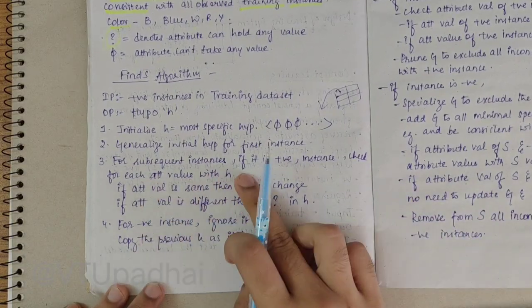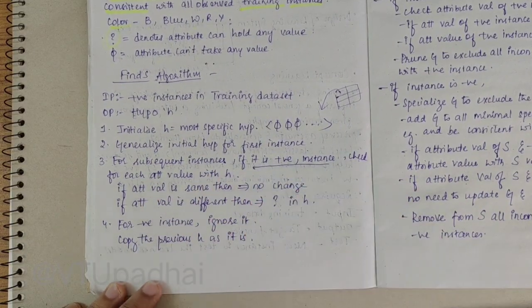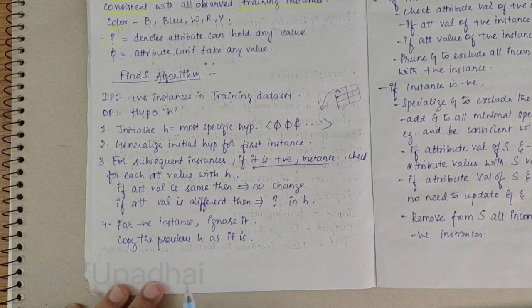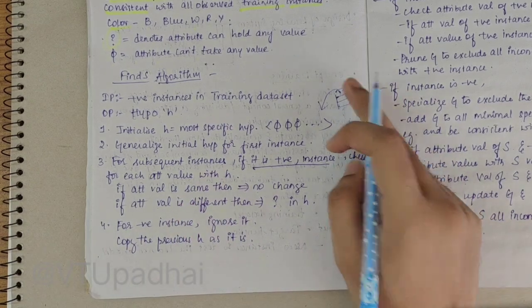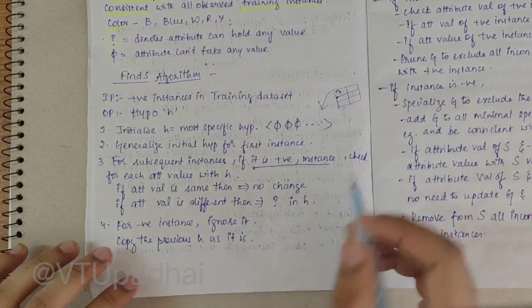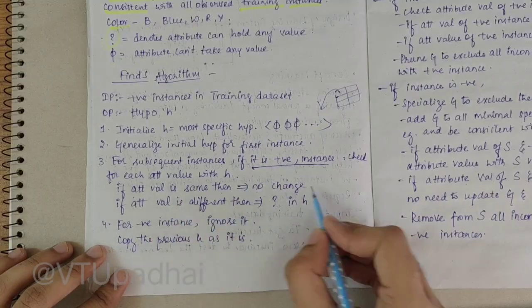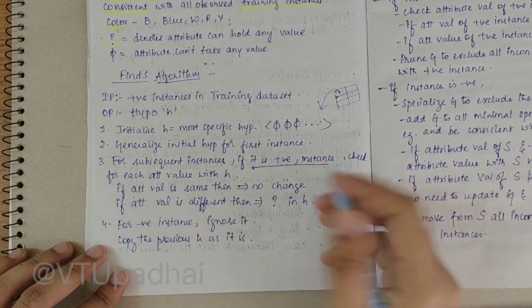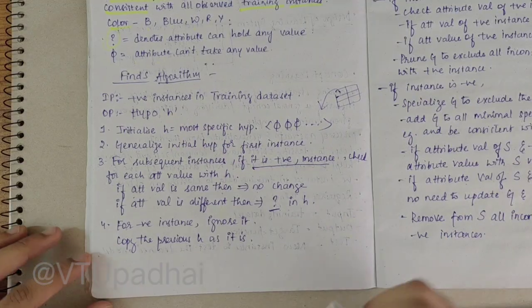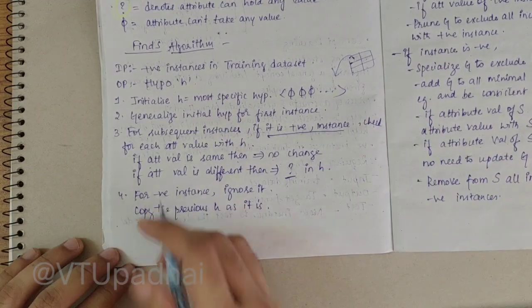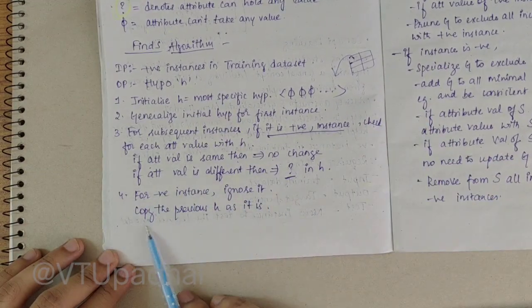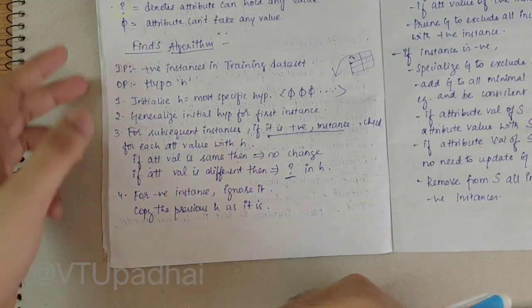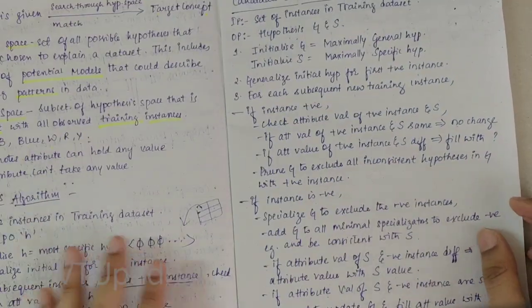Then from the subsequent instances, if it is a positive instance, then we check the attribute value with H. If the attribute value is the same, then we need not change it. If the attribute value is different, then wherever the attribute value is changing, replace it with a question mark, that is it can hold any value in H. Then if there are negative instances, just ignore them and copy the previous H to the next H as it is. So this was about the Find-S algorithm.